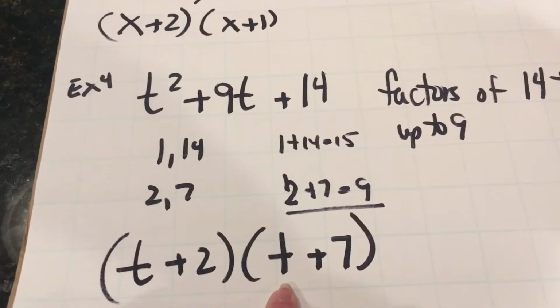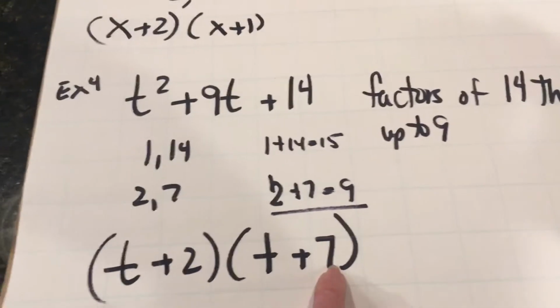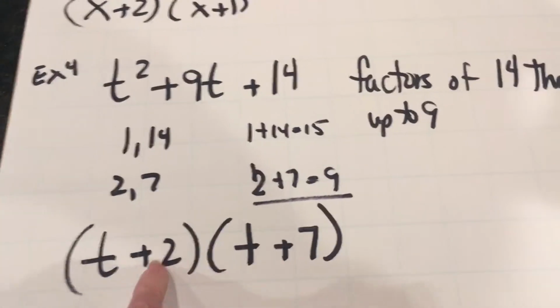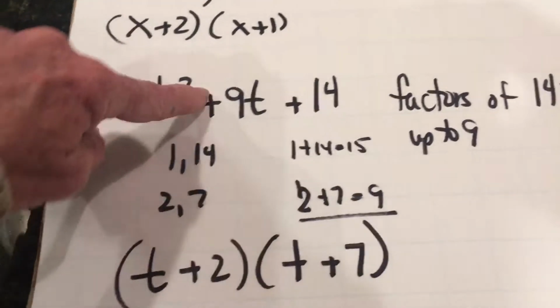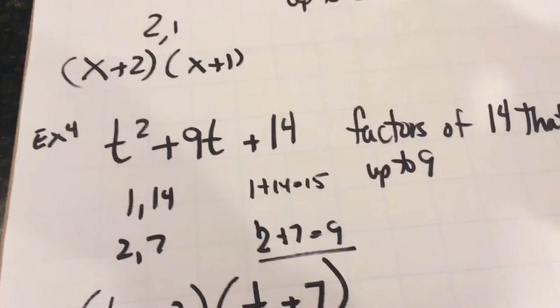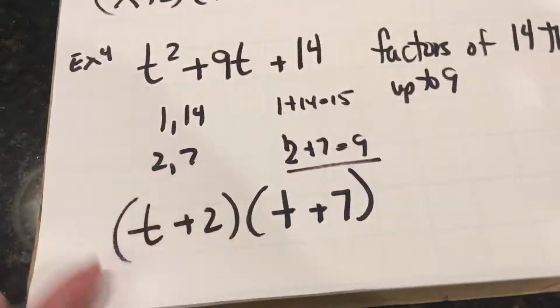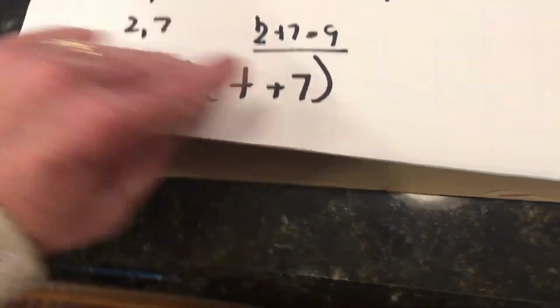T times t is t squared. T times 7 is 7t. 2 times t is 2t, so we have 7t and 2t, which is our 9t. And 2 times 7 is 14. So that one's the way that factors.